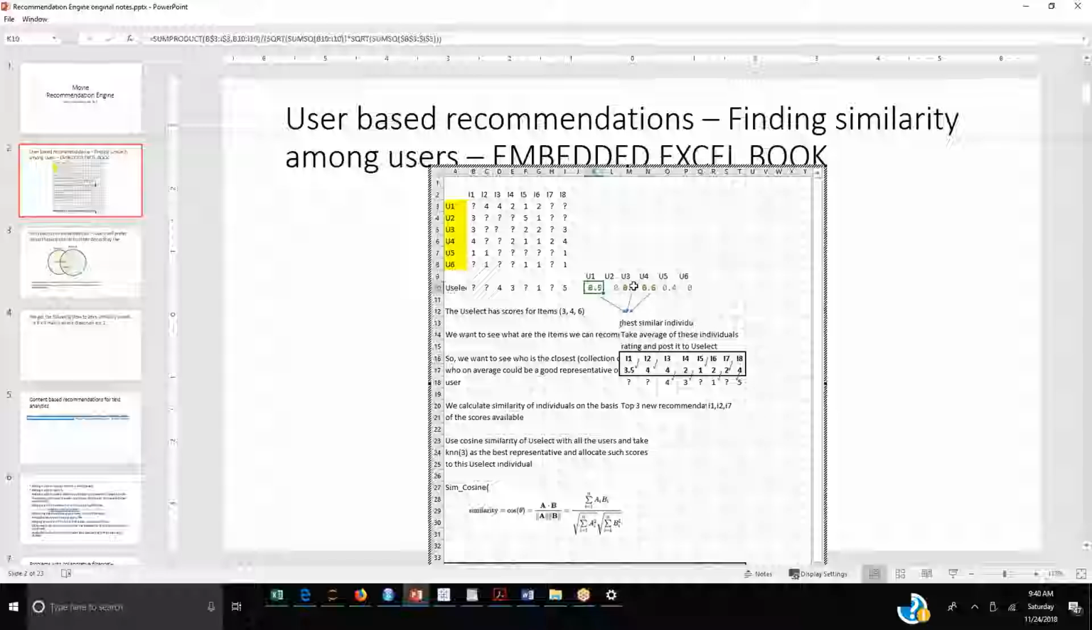Everybody with me so far? Fourth guy has 0.6 similarity. Fifth guy has 0.4 similarity. Sixth has 0 similarity. Forget about U6 and U2. What are the top 3 here? U1, U3, U4. Correct. Those are the top 3 people. I'm going to post their average scores. Am I making sense to you?